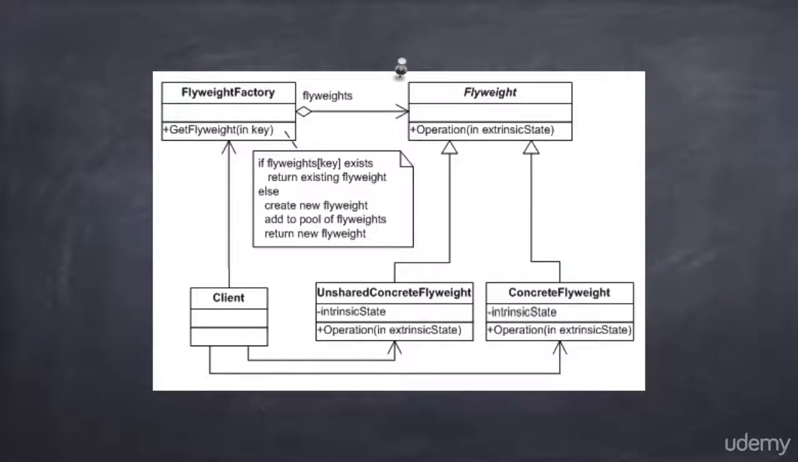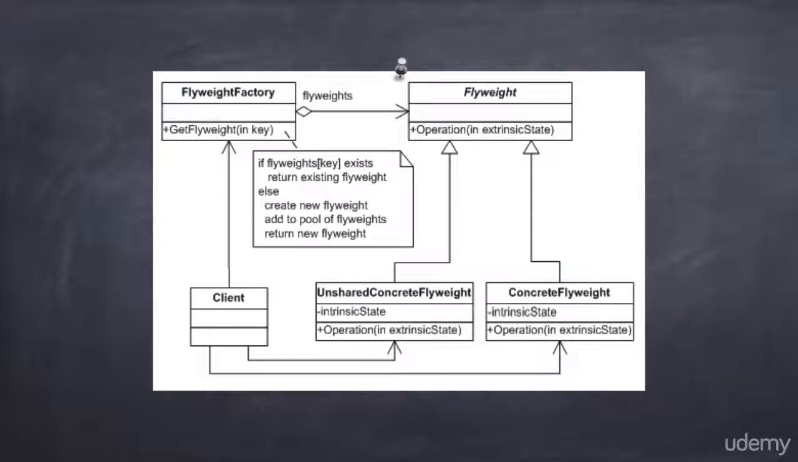There are two concrete subclasses of the flyweight base class. The first one, on the right, is called concrete flyweight, and this is the actual flyweight object. You can see in the diagram that it implements the operation, and that it also has a field called intrinsic state. This is the intrinsic state of the object that can be shared with others.